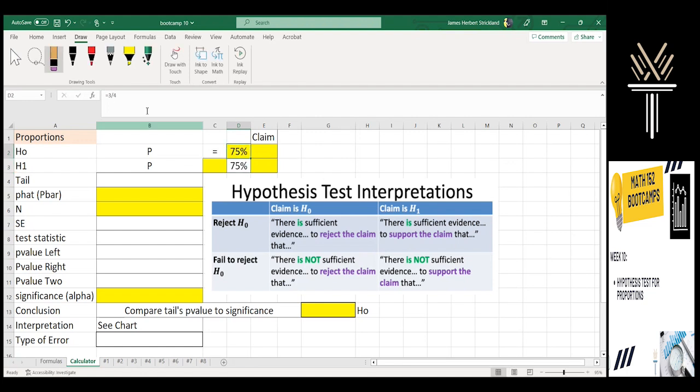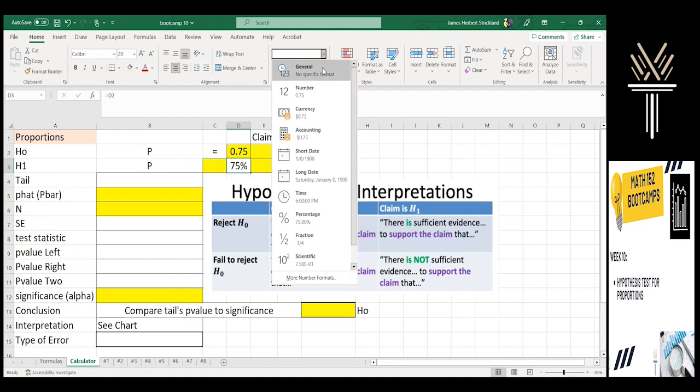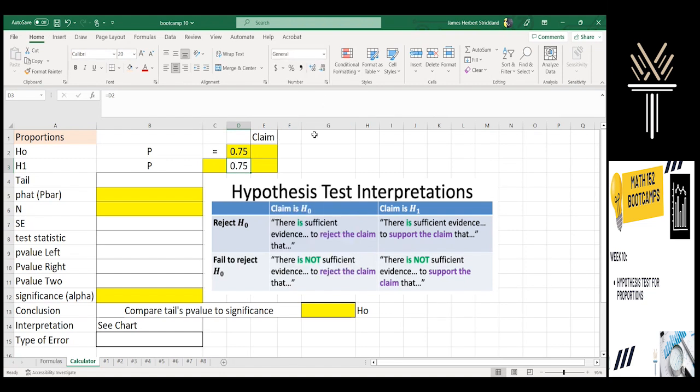It is defaulting to percents. If you don't like percents, of course, you can change it to general and keep it as a decimal. It doesn't actually matter. I generally keep them as percents myself, but ultimately you just want these two numbers to match. And sometimes students don't realize that it should be the same number. So that's just a nice way to remind us that these two should always be the same number.